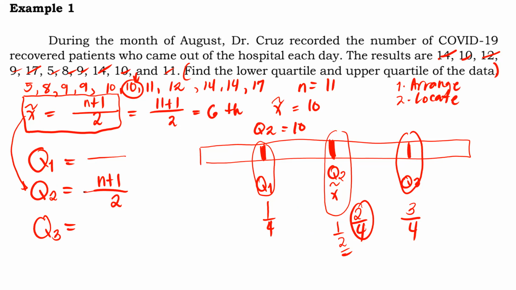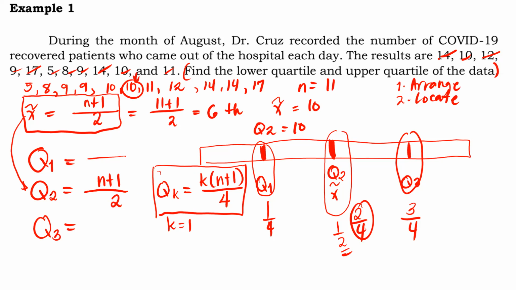Because the formula actually originated from Q sub k, which is equal to k times n plus 1 divided by 4. For a quartile, this is the formula. Okay? That is the main formula. So what do we do? If your k is 1, like here, or should I say, the k here is 2. Right? The k here is 2.